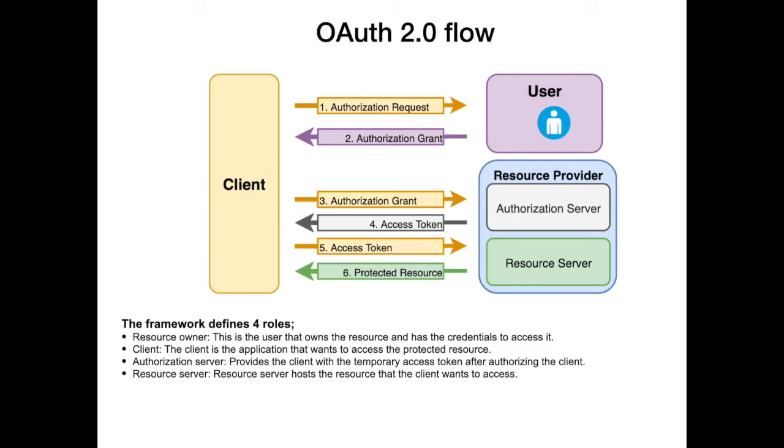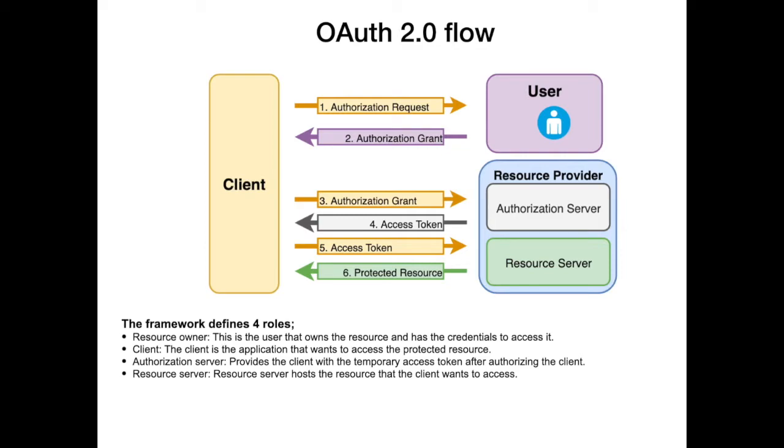The third role is that of the authorization server. The authorization server provides the client with the temporary access token after getting authorization from the resource owner. The fourth role is that of the resource server. The resource server hosts the resource that the client wants access to.